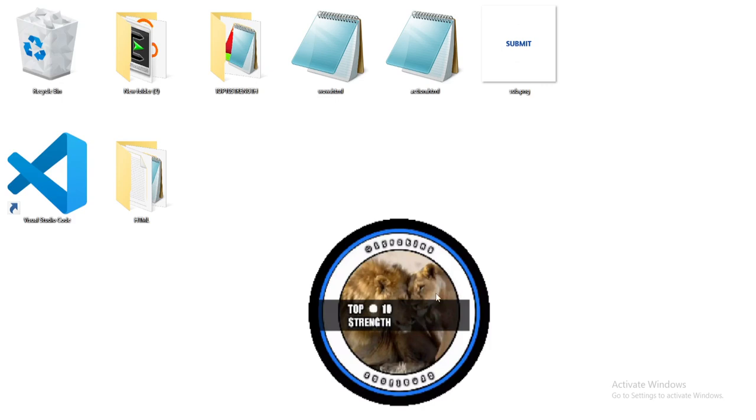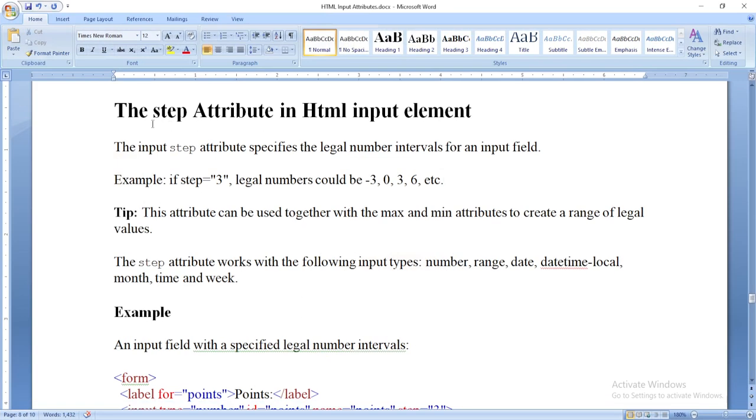Welcome back everyone. Quickly, let's continue our discussion on HTML input attributes, and right now we'll be discussing the step attribute in the HTML input element. The input step attribute specifies the legal number intervals for an input field. For example, if we use step 3, the legal numbers could be -3, 3, 6, 9, and so on.